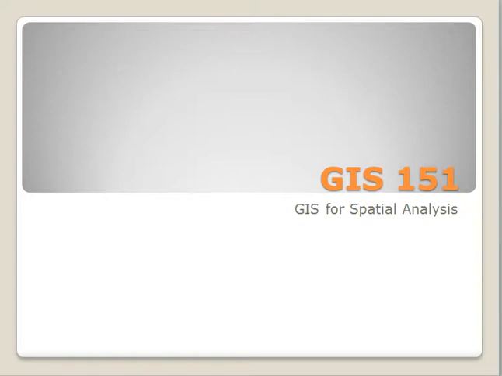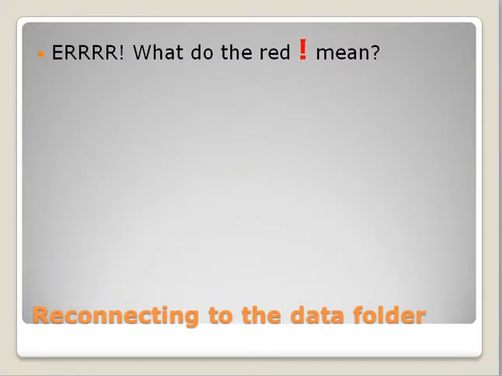So the last topic will be spatial analysis, and we really began to see some of the power of GIS and databases when we began to do some attribute queries and summaries last week, looking at the categorical and the quantitative maps. So just a couple things to review. When you get that red exclamation point, what does that mean?